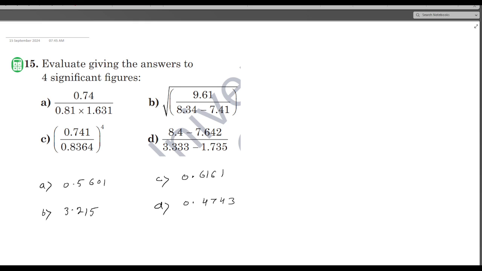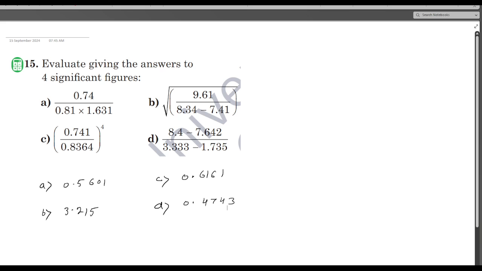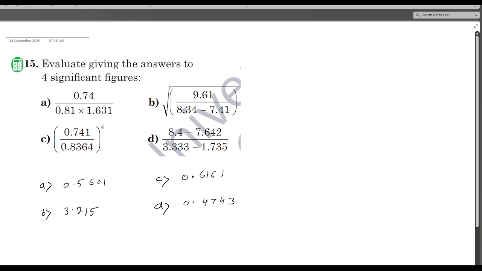The first result is 0.5601. The second result is 3.215. The third result is 0.6161. And the fourth one is 0.4743.